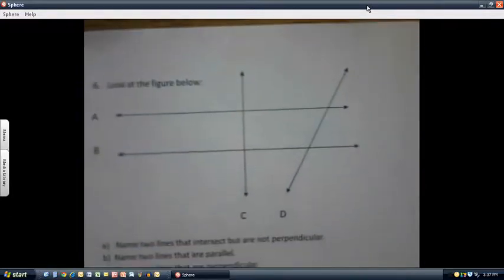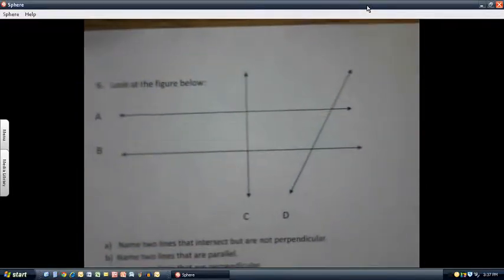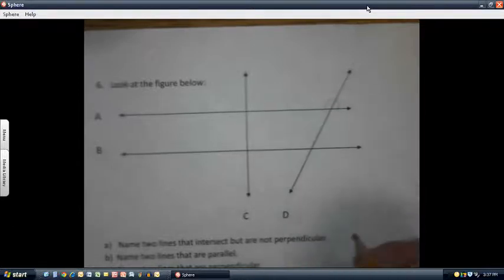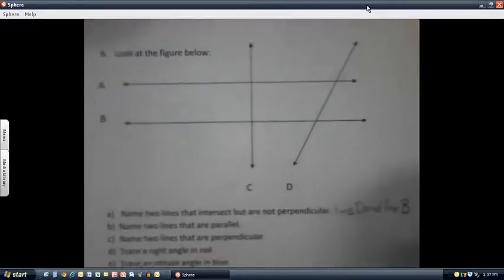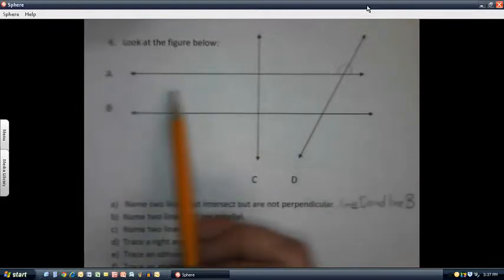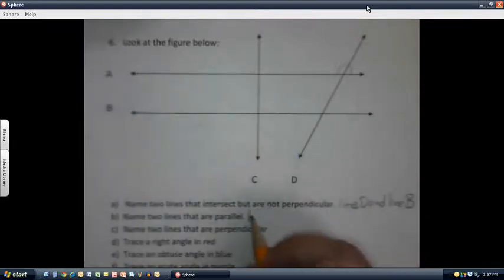Number 6, at the figure below, 2 lines that intersect but not perpendicular. This line intersects, but it does not intersect at a 90-degree angle. So line D intersects line B, but is not perpendicular. 2 lines that are parallel, parallel means they never meet, that would be line A and line B.